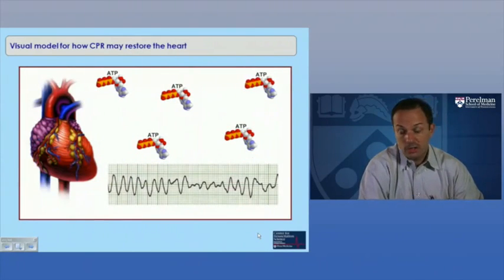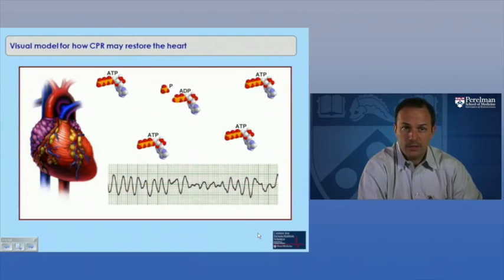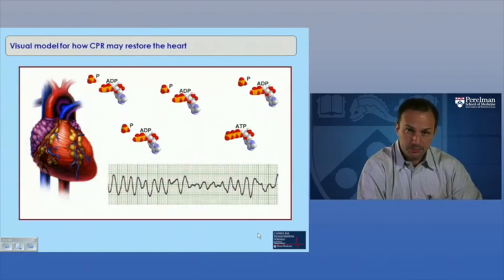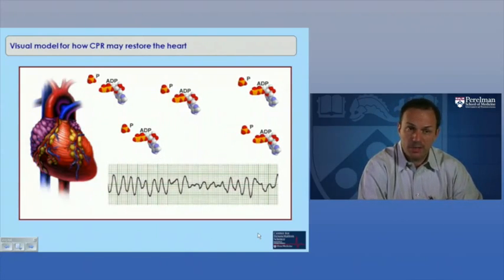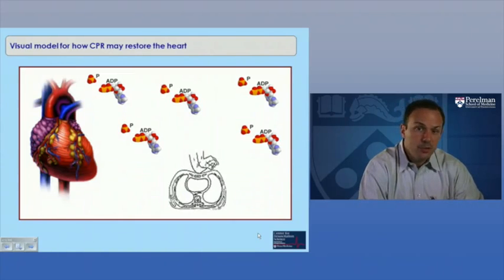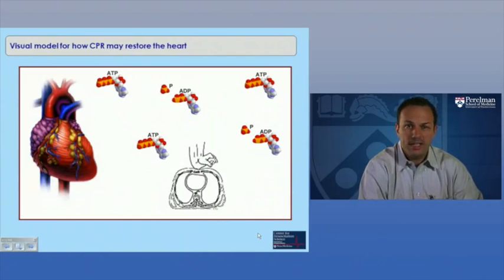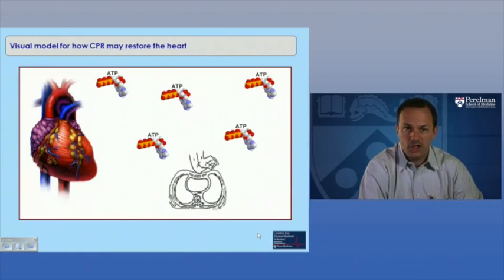Ventricular fibrillation, as well as other rhythms of cardiac arrest, chew up ATP. The heart's energy store becomes depleted, or the battery becomes spent, if you will. This heart is energetically dead and will not beat. If you provide good CPR, you actually restore ATP by moving blood and oxygen back to the heart.